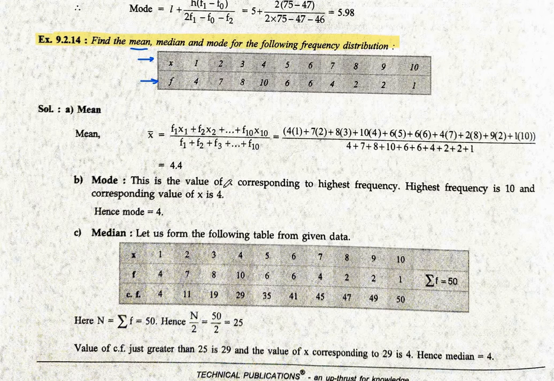The mode means what? It is the value of x corresponding to the maximum frequency. So in this table, the maximum frequency is 4 and the value of x corresponding to the maximum frequency is 4. That gives us the value of the mode. So the mode is 4.